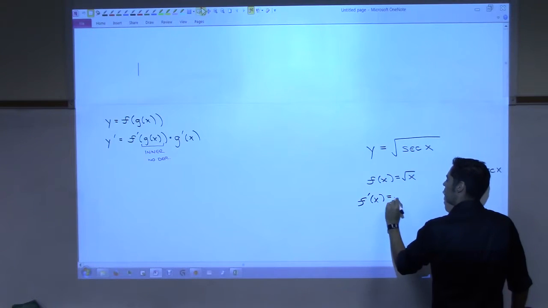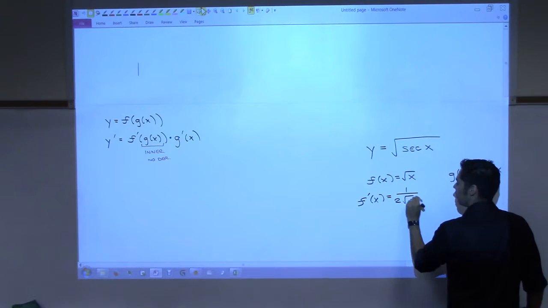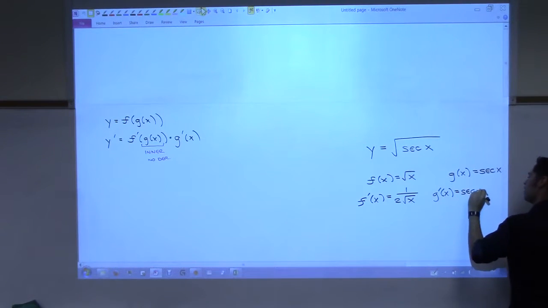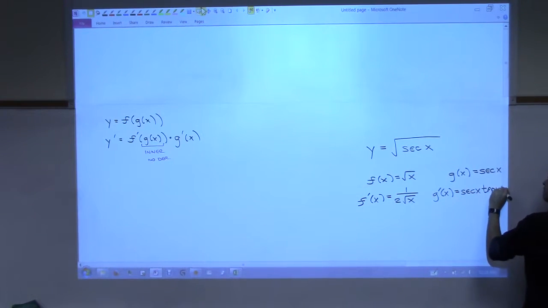f prime x, derivative of root x is 1 over 2 root x. Derivative of secant x, secant x tangent x.